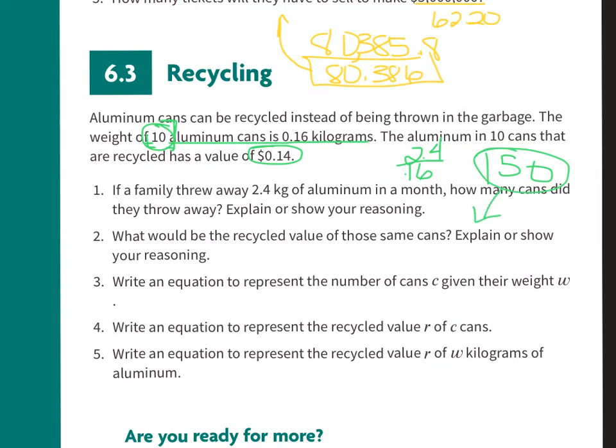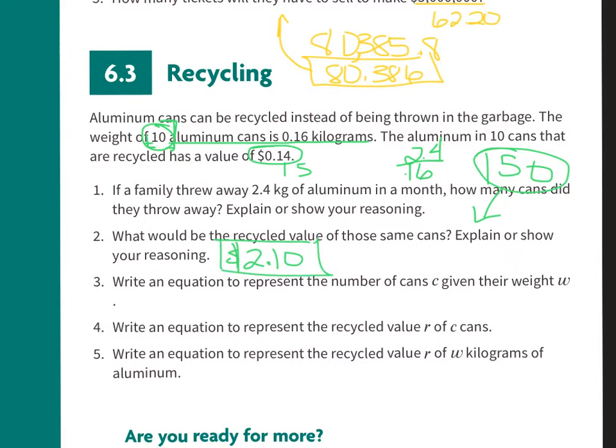Okay? What would be the recycled value of those cans? Well, the aluminum in 10 cans that are recycled has a value of 14 cents. So I'm going to take the 15 groups of 10 and I'm going to multiply it by 14 cents. So 15 times 14 cents, I get 2.1. Okay, we're talking money, so we got to add a zero. So $2.10 for those 150 cans. So you're certainly not going to become rich off of recycling.